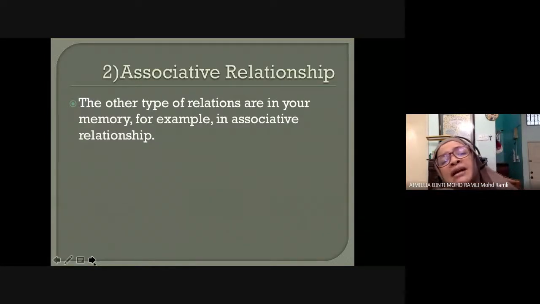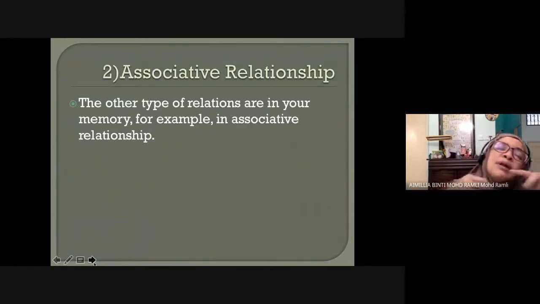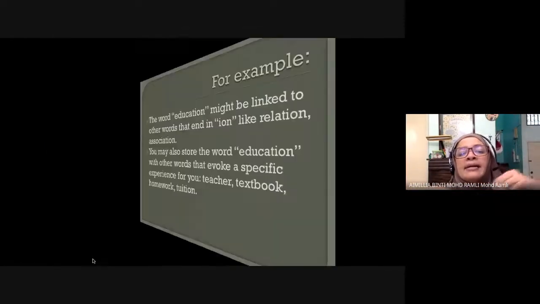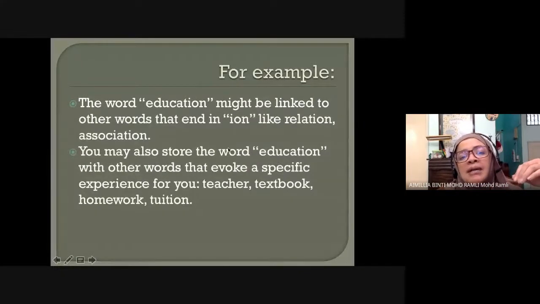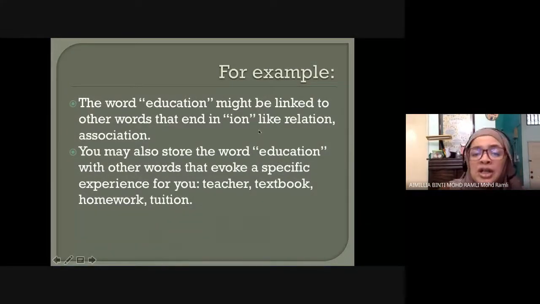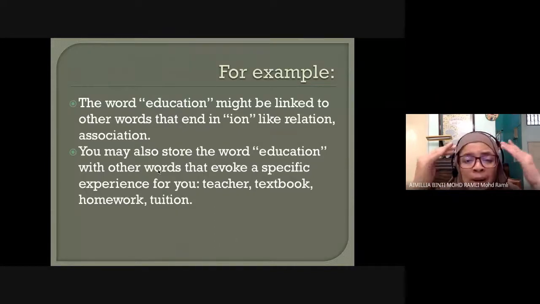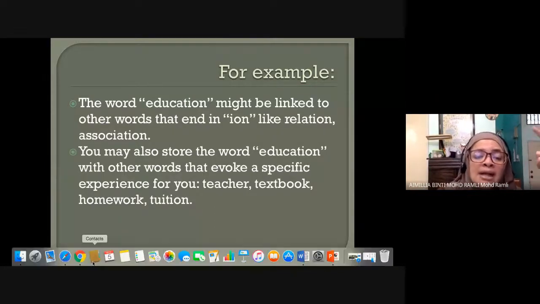Now, associative relationship, the other type of relationship, is in your memory. For example, when you want to structure a word, in our heads sometimes you don't use language at all. You don't use a sentence. You just use an idea. For example, education can be linked to other words that end in "tion", like relation or association. And you may store the word education with other words that evoke a specific experience for you, for example teacher, textbook, homework, tuition. Okay? You can store it in your head. That's how we organize our language.